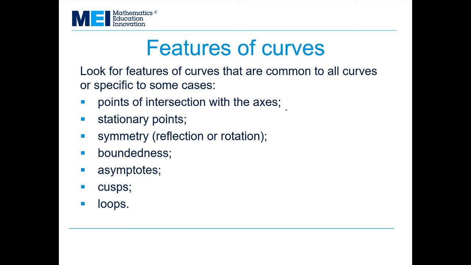This is just some ideas of the sort of things to look out for that it will be worth commenting on. So first of all, points of intersection with the axes, whether the curve has any stationary points, whether there's any symmetry, and that's both reflectional symmetry and rotational symmetry that you should look out for, whether the curve is bounded, whether it has any asymptotes, whether there are any cusps or loops. And we're going to cover some of these features in more detail in future videos.